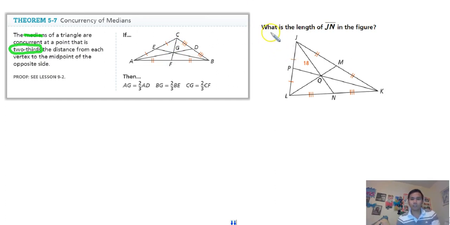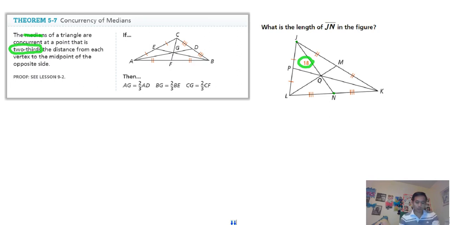It says there, what is the length of JN in the figure? Now, identify your JN. From this point N going to J, that's what we are missing. That's what we are going to solve. And we have a given which is 18. So JQ is 18.